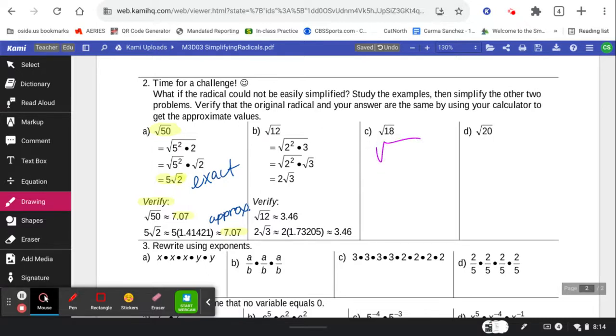What times what times what equals 18? Maybe you think of 2 and 9, 3 and 6. Keep going till you're to the smallest parts. Now we're in a square root, so we look for groups of 2. A 3 comes out. A 2 stays in.